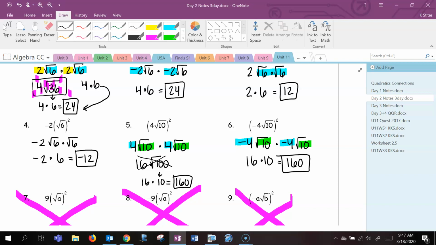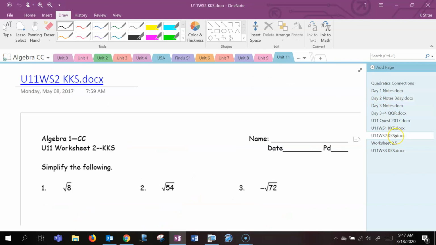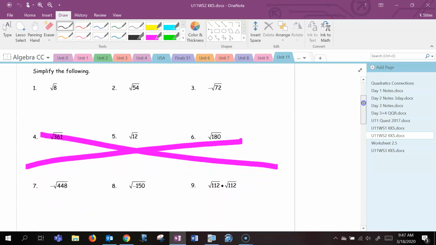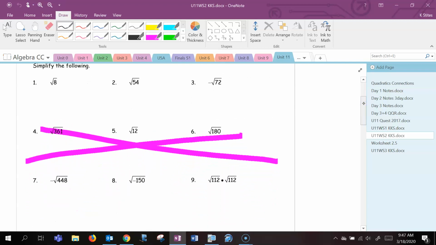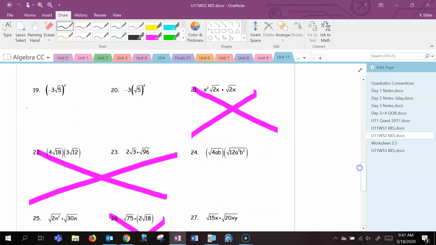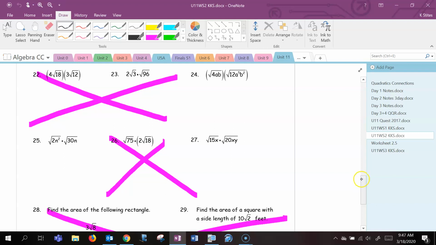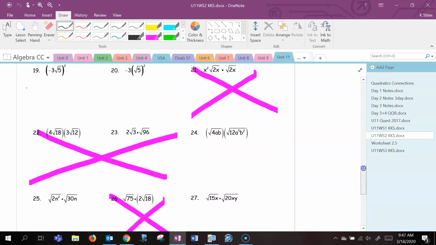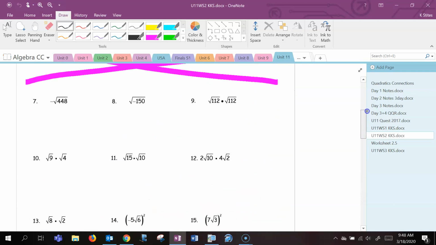All right, so let's talk homework. Find your worksheet 2. And here, I'm going to tell you what you're going to cut today instead of what you're going to do. So worksheet 2, you can cut 4 through 6. You're going to do the rest of this page. You're going to cut 21, 22, 23, 26, 28, and 29. Okay, so you're going to cut those problems.